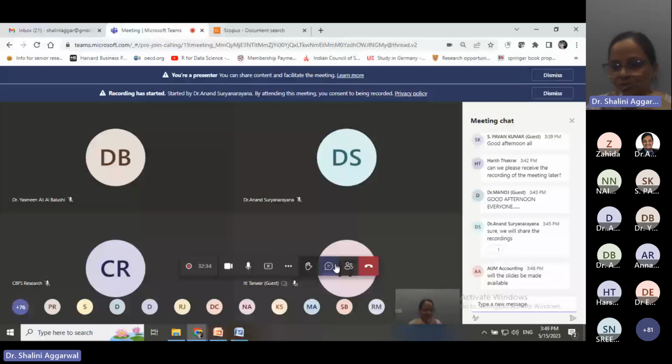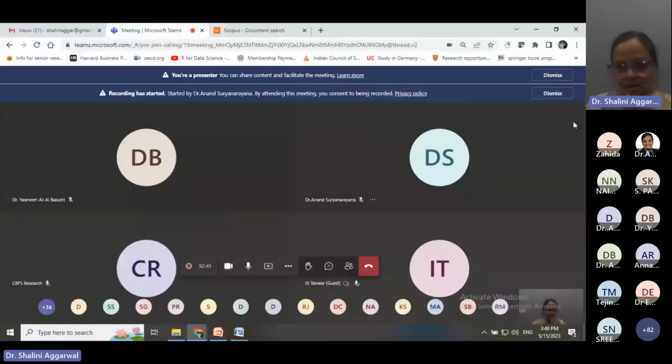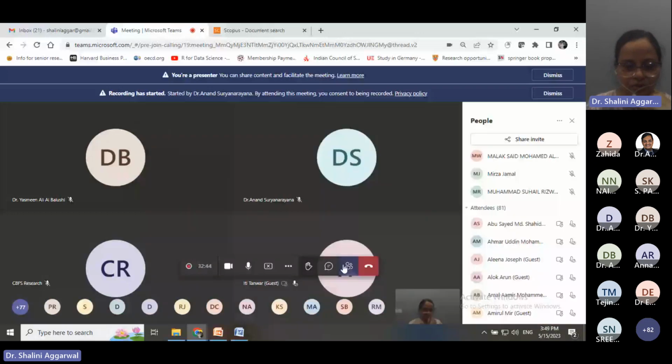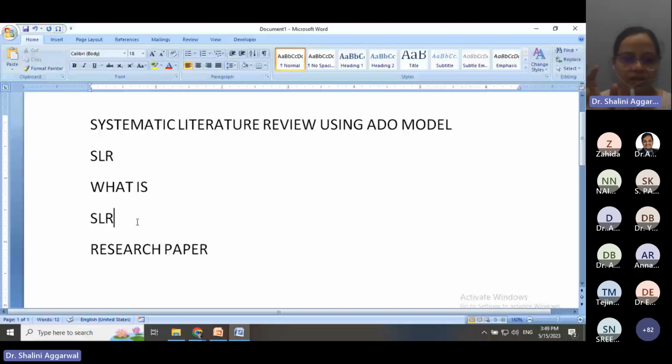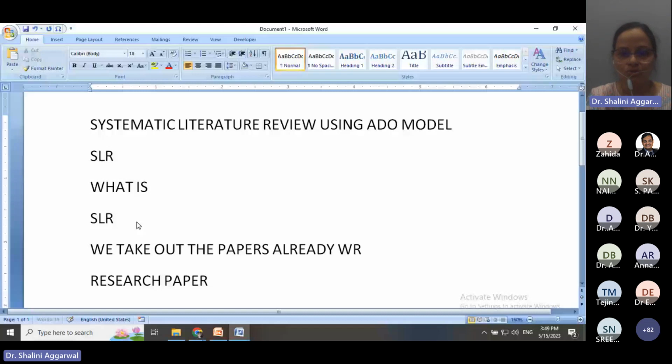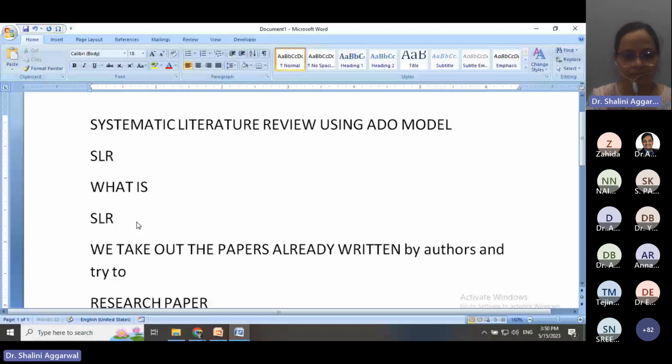Anybody who can tell me the difference between the systematic literature review and the research paper? If you cannot speak, you can write the difference between the two. Okay, anyways, let me tell you what is the difference between the two. In a systematic literature review, what we do is we take out the papers already written. Please note this down. We take out the papers already written by authors and try to analyze them, right? Whereas a research paper is basically on the secondary data.